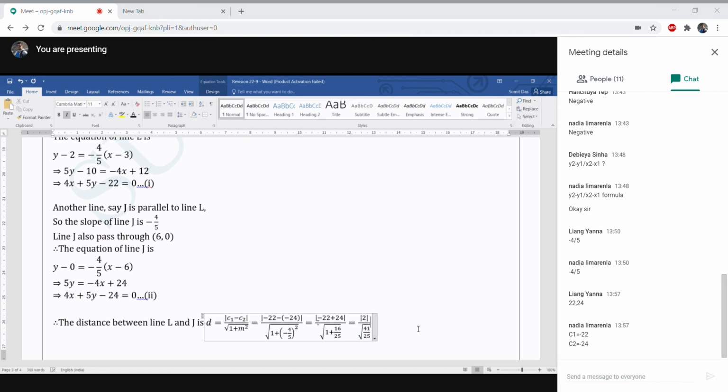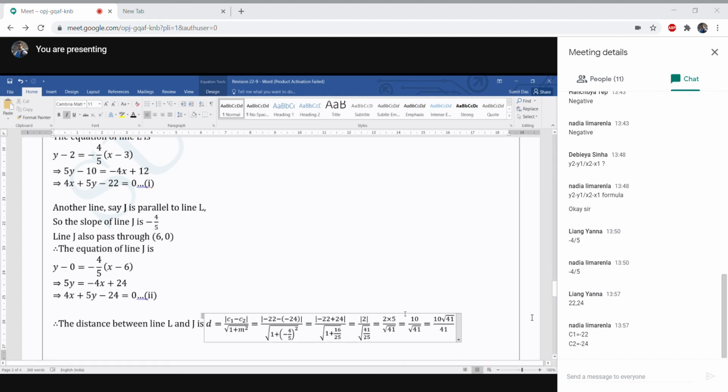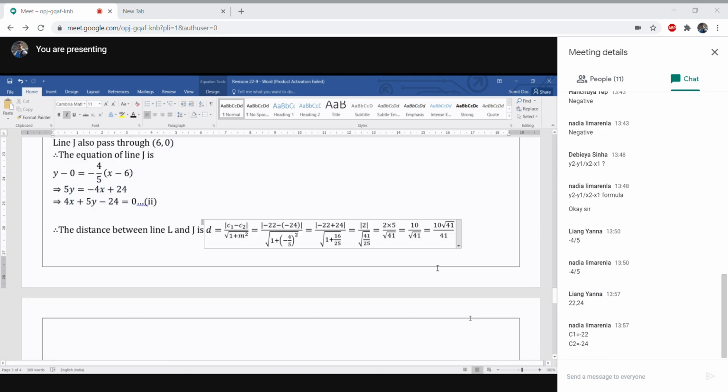If you simplify more, you will get square root of 41 in the denominator, and the numerator will be 2 multiplied by 5. So if you simplify this, it will be 10 by square root of 41. And if you simplify more, it will be 10 square root of 41 divided by 41. What I did is I just rationalized this.